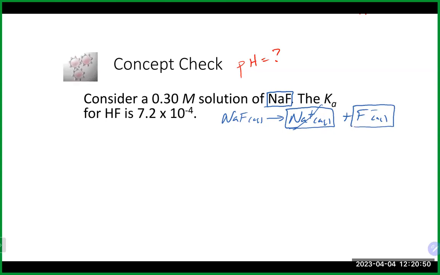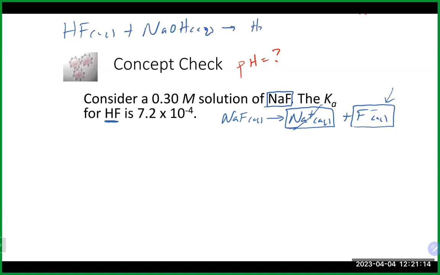It will, because it most likely came from, and the other thing that you do not want to overlook is the big hint that's right here. I have a Ka value for HF, which means HF is a weak acid, and that is most likely where this guy came from. It most likely came from the reaction of HF with a little sodium hydroxide.